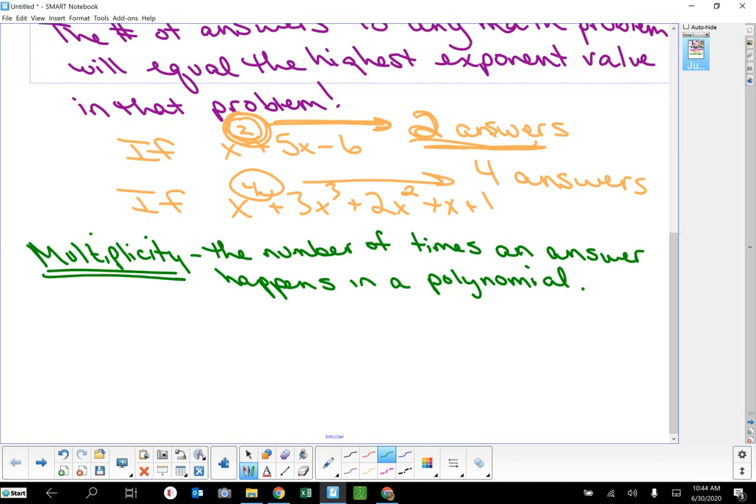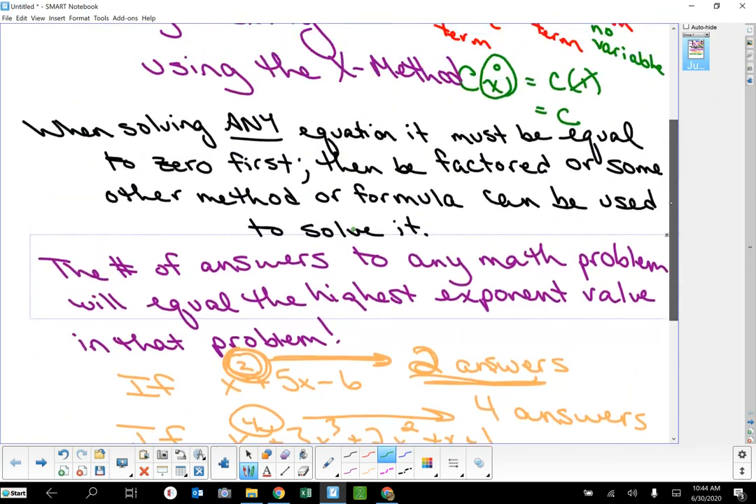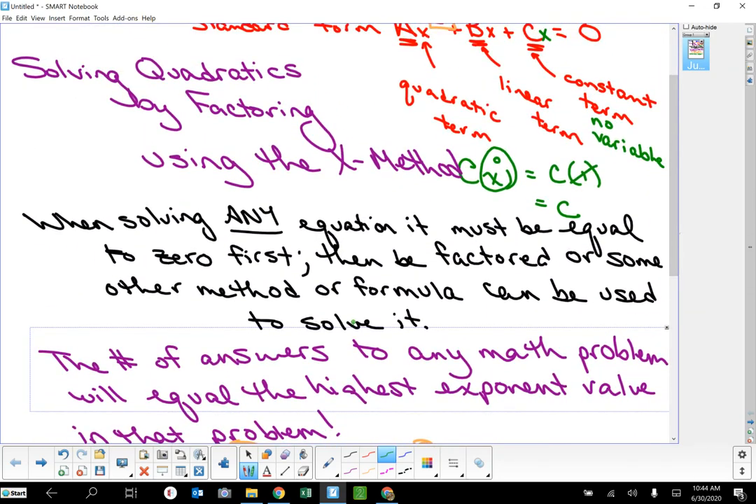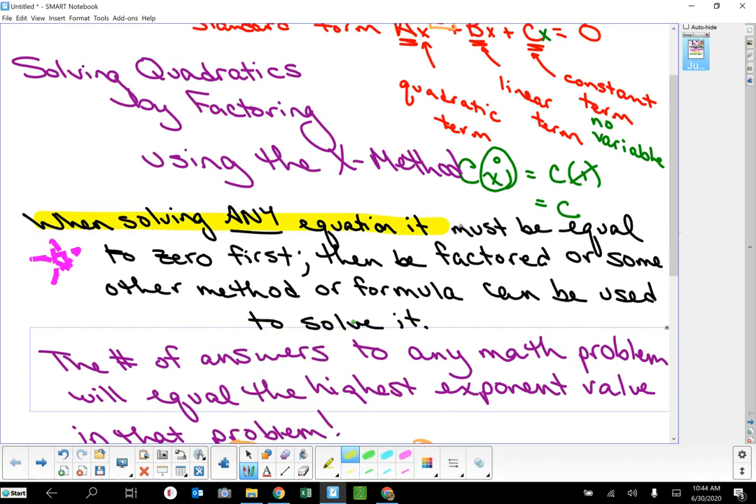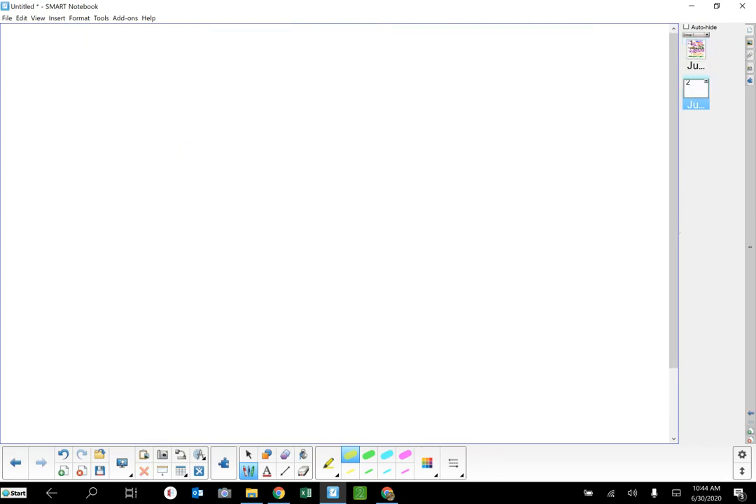Okay? All right, so you guys already know how to factor. So let me just kind of remind you of a couple things. The first one is this statement I made in black here, that when solving any equation, it must be equal to 0 first. Okay, this is super important. So let's go look at another problem.